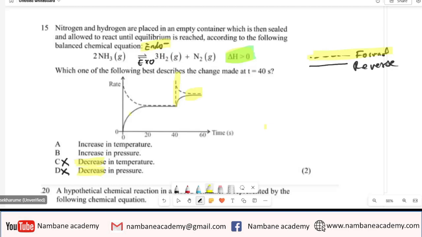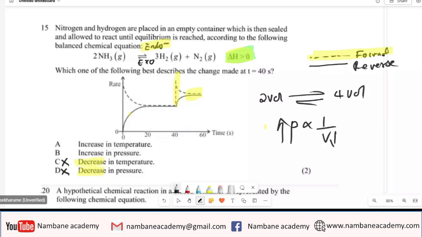Let me check if it is pressure. I'm having 2 volumes on the left-hand side and 4 volumes on the right-hand side. If I'm increasing the pressure, I'm going to favor the side with the fewer number of moles of gas, meaning I'm going to favor the ammonia. What is that? The reverse reaction. Is the reverse reaction favored there?